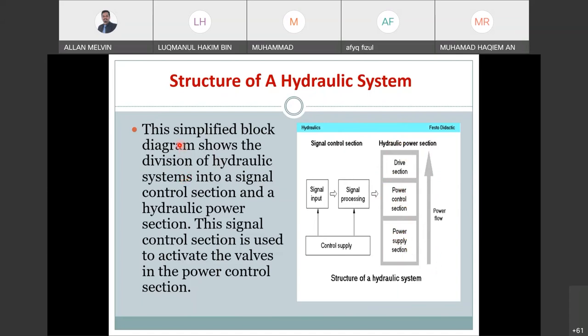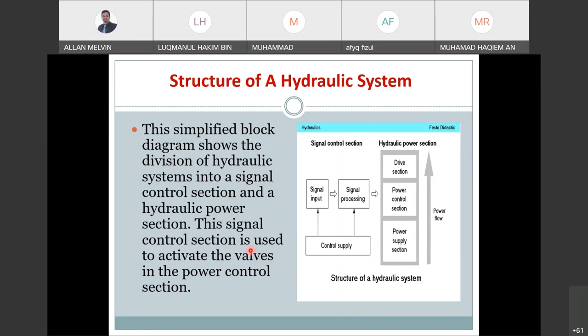Okay, so this simplified block diagram shows the division of hydraulic system into a signal control section and hydraulic power section. So this signal control section is used to activate the valve in the power control section. So it involves many valves. Okay, so valve is activated, so the oil will be directed. So here also you will have like pistons which will be moving. It's just the symbols will be slightly different, okay, compared to pneumatic.